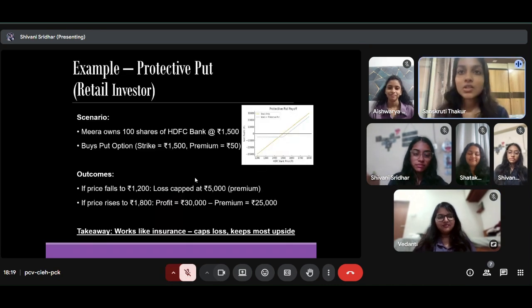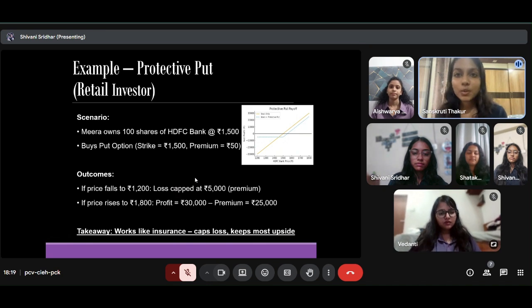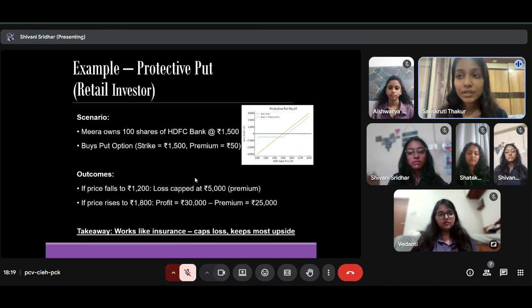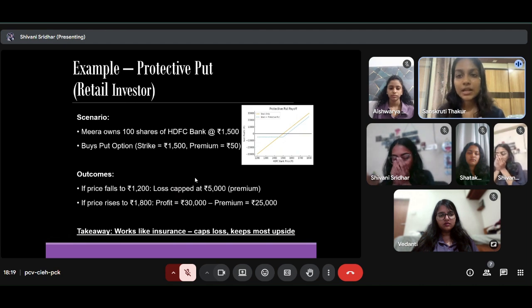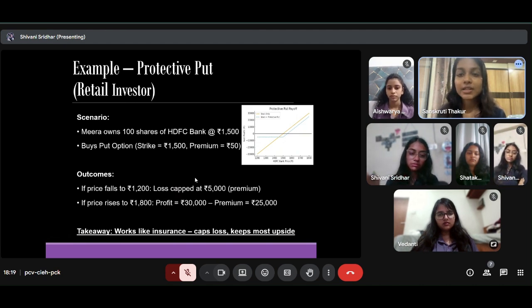Okay, so let's take a look at an example. We have a put option. Meera owns 100 shares of HDFC Bank, all priced at 1500 rupees. Meera thinks the price of her shares is going to fall, so she decides to buy a put option. Assuming the lot size is 100, she buys 100 shares in the contract, and the contract amount is the same as the share price.